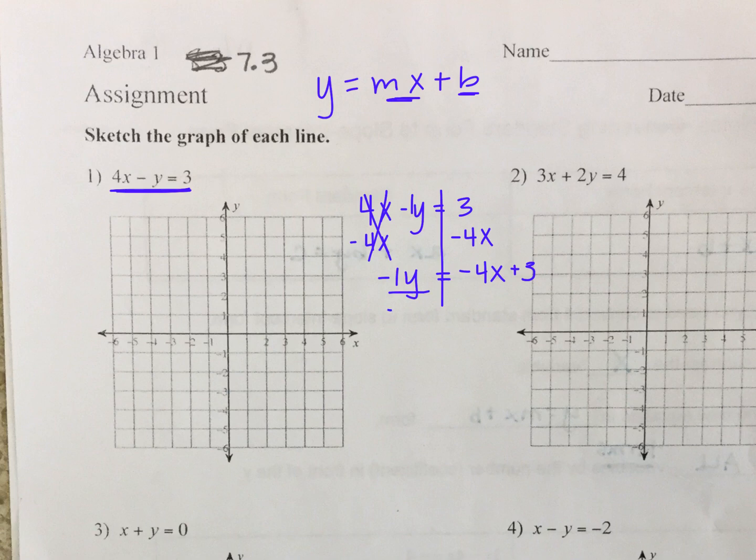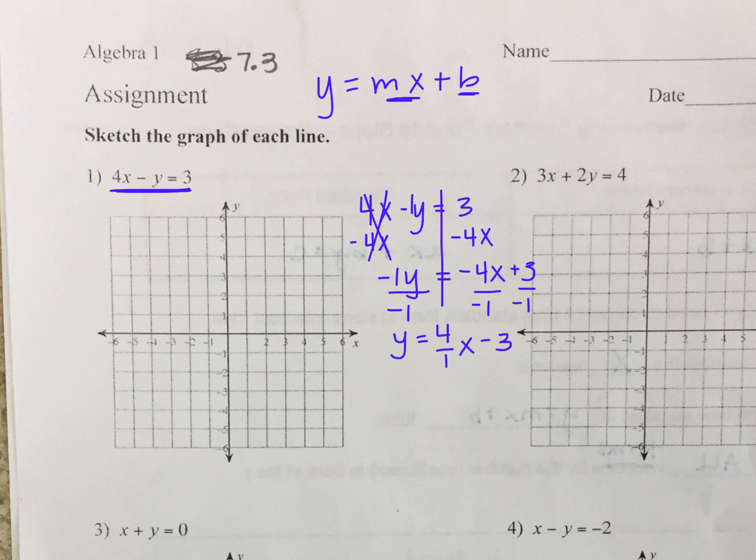Now, I have to divide by -1 to get the y alone. So the y is all by himself. -4 over -1 is positive 4 over 1x. 2 negatives make a positive. 3 divided by -1 is a -3.